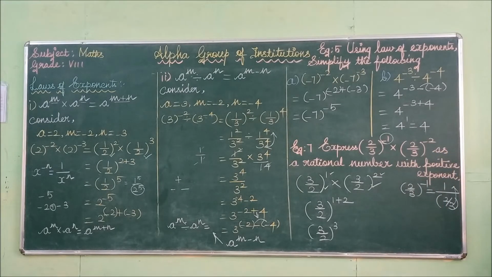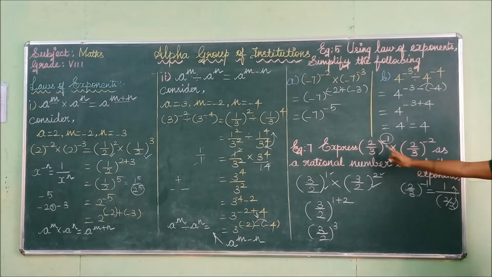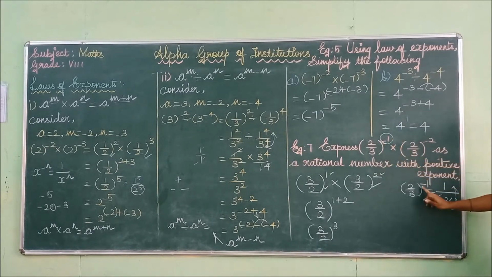So listen to this problem. Express 2 by 3 power minus 1 into 2 by 3 power minus 2, represented with a positive exponent. The given statement has a negative exponent, so you have to interchange and write it as a positive exponent. Listen carefully. This 2 by 3 whole power minus 1 can be rewritten as follows. Since it is negative, you interchange and write it with division, which means it becomes positive.